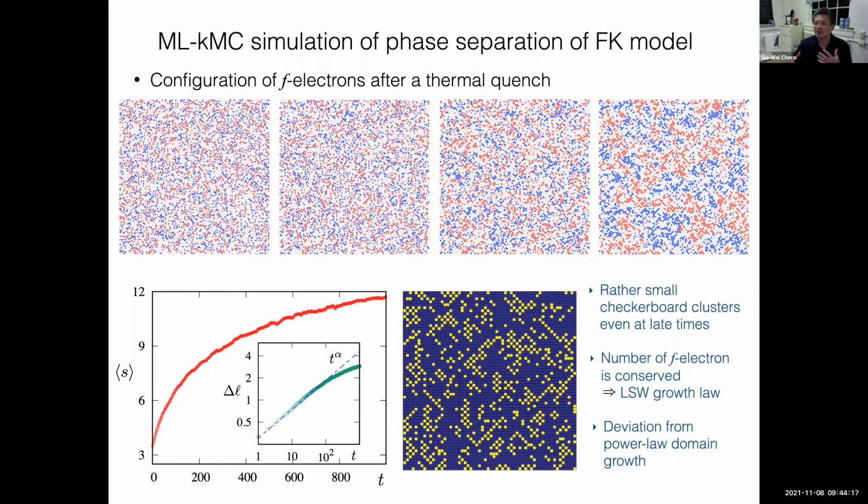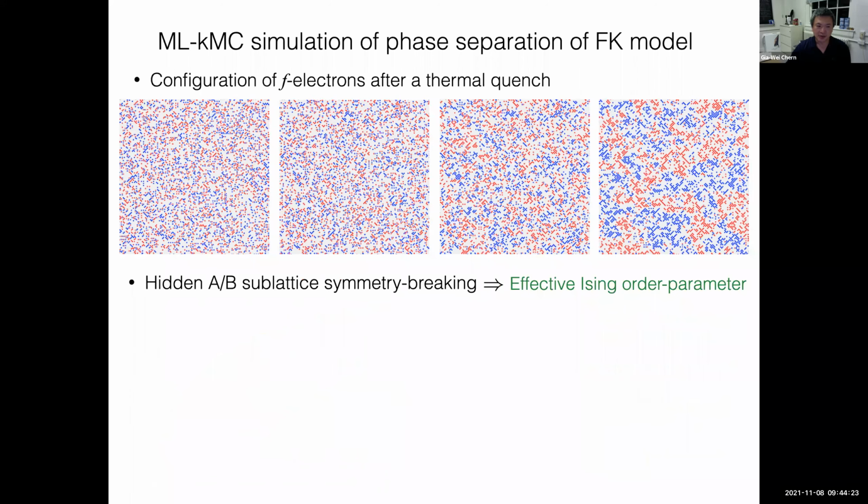So there is some sort of supercluster formation during this relaxation process. Right. So that means even though the CDW cluster growth is very slow and the CDW clusters themselves are small, there's a hidden A-B sublattice symmetry breaking that corresponds to the formation of superclusters. By superclusters, I mean these superclusters of clusters of the CDW checkerboard patterns.